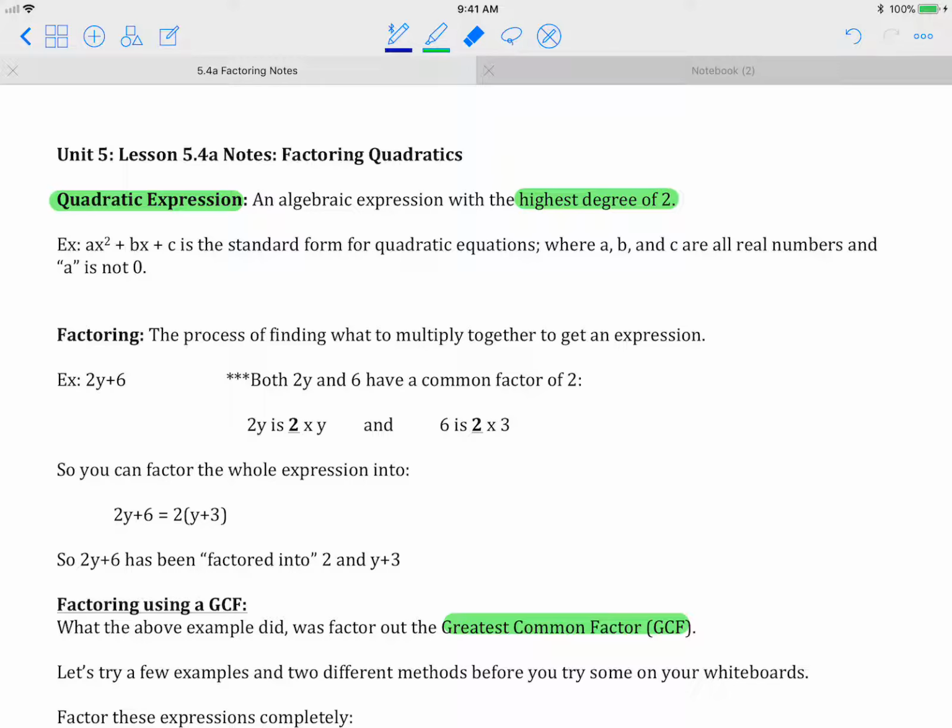First, what is a quadratic expression? It is an algebraic expression with the highest degree of 2. What this looks like is x squared. Our degree is our exponent, and the highest degree is a 2.